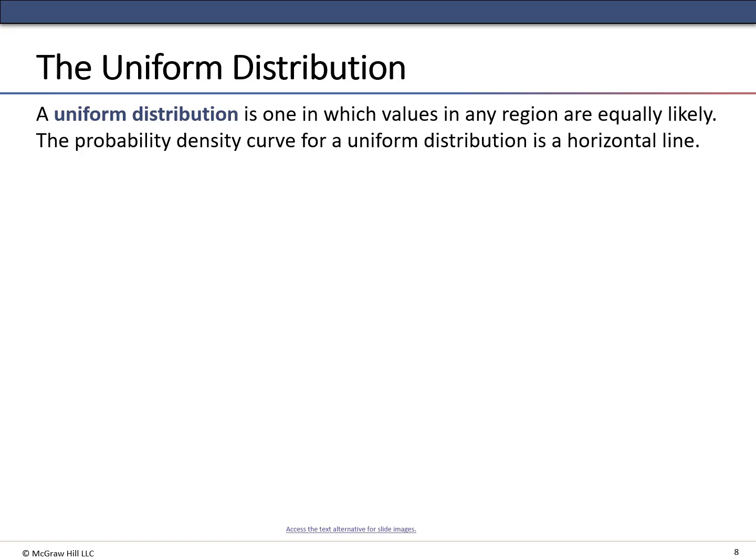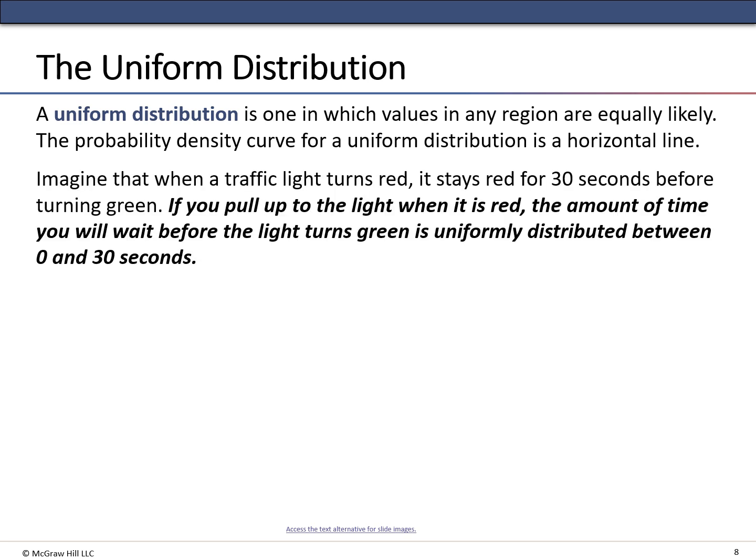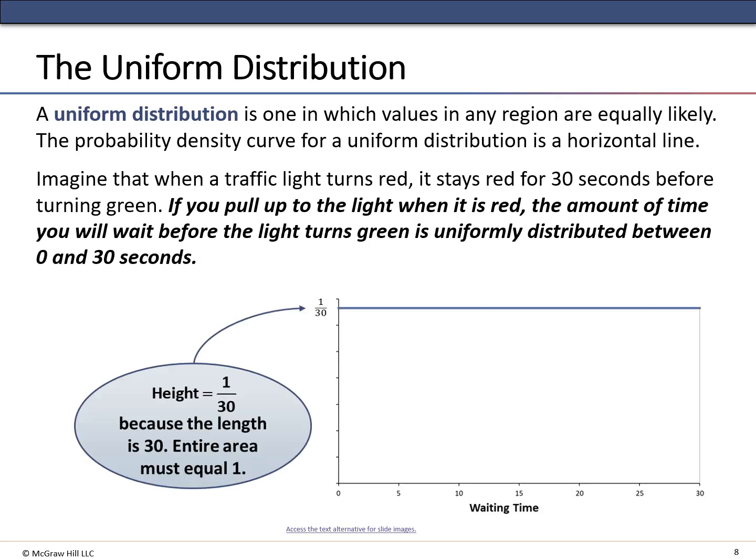A uniform distribution is one in which values in any region are equally likely. The probability density curve for a uniform distribution is a horizontal line. Imagine that when a traffic light turns red, it stays red for 30 seconds before turning green. If you pull up to the light when it is red, the amount of time you will wait before the light turns green is uniformly distributed between 0 and 30 seconds.